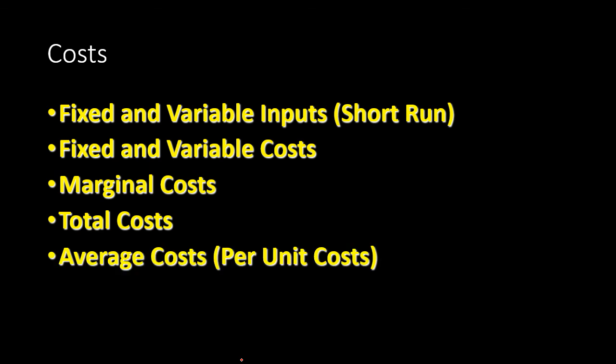Then I can also calculate my average cost, my per unit cost. And I do that by dividing my other costs by the quantity. So if I take my total cost and divide it by my quantity, that's my average total cost. If I take my fixed cost and divide it by quantity, that's my average fixed cost. If I take my variable cost and divide it by the quantity, that's my average variable cost.